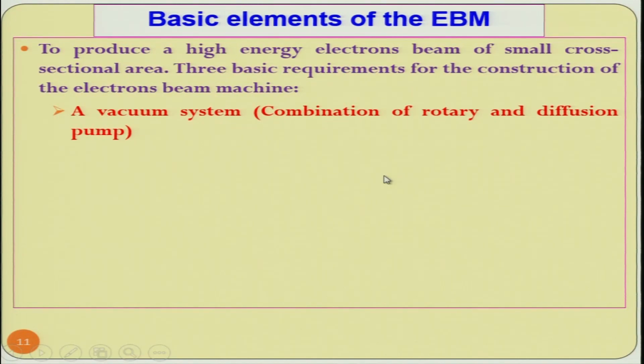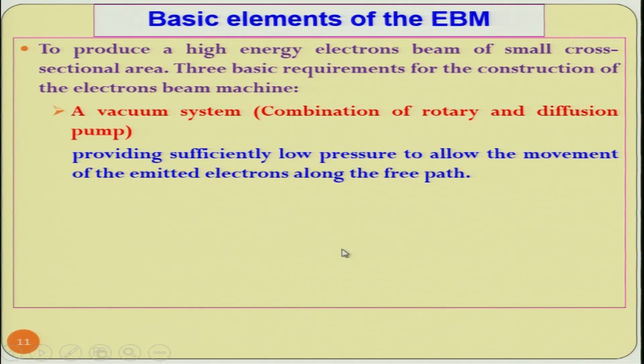The vacuum system is a combination of rotary and diffusion pumps. It provides sufficiently low pressure to allow the movement of the emitted electrons along the free path. This is very important, because if the movement of electrons is not in the free path and they collide with other atoms or molecules of the air, then it is going to affect the performance of the process.